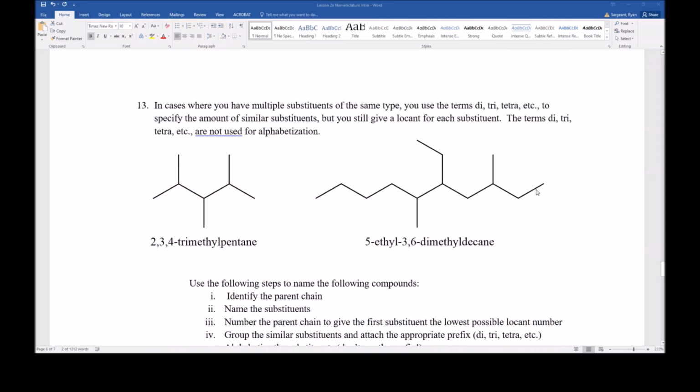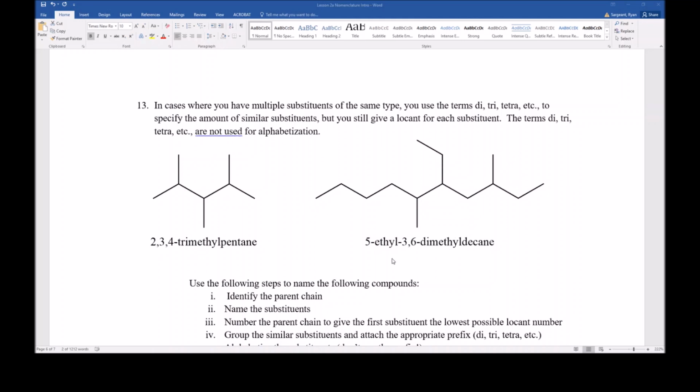Let's just think about this example right here. The decane tells me that my parent chain has 1, 2, 3, 4, 5, 6, 7, 8, 9, 10 carbons. At the 1, 2, 3 position, I have a methyl group. At the 5 position is my ethyl group. And at the 6 position, I have another methyl group. So the substituents were, I had decane as a parent chain, and then I had a 5-ethyl and a 3,6 dimethyl.